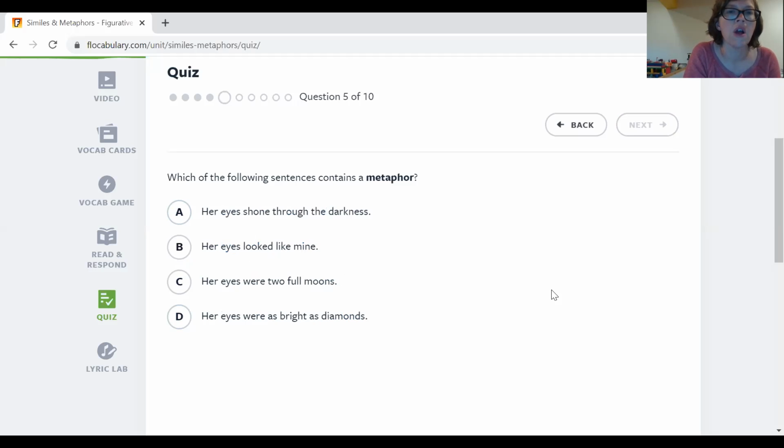Question 5. Which of the following sentences contains a metaphor? A, her eyes shone through the darkness. B, her eyes look like mine. C, her eyes were 2 full moons. D, her eyes were as bright as diamonds. So remember, you're looking for a metaphor, right? So choose the best answer.